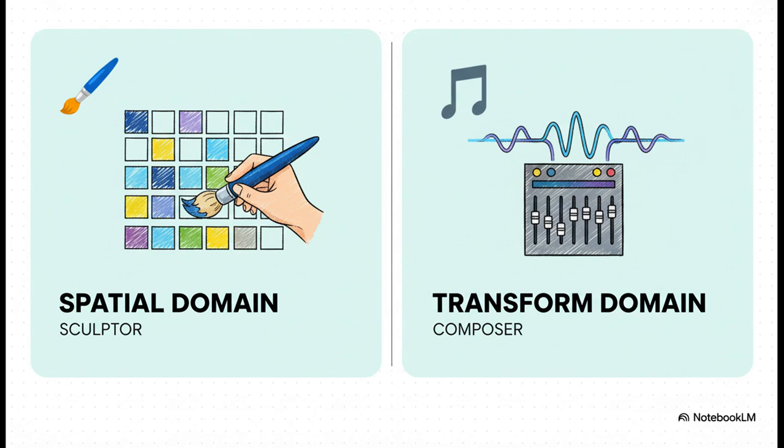This is super hands-on. You're working directly on the pixels themselves, kind of like a sculptor shaping a piece of clay. It's fast, it's intuitive. Then you've got the composer's approach, or the transform domain. This one's a bit more abstract. Instead of pixels, you're working on the image's frequencies, its basic patterns of light and dark, almost like a DJ remixing the notes of a song. It is incredibly powerful for making big changes to the whole picture.